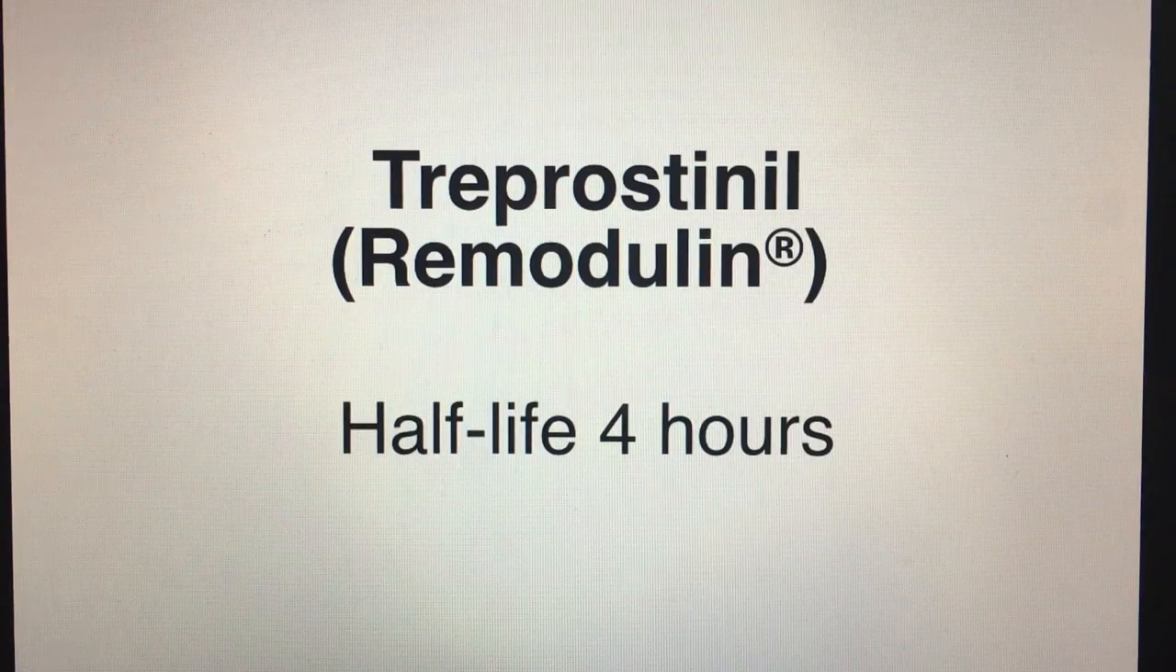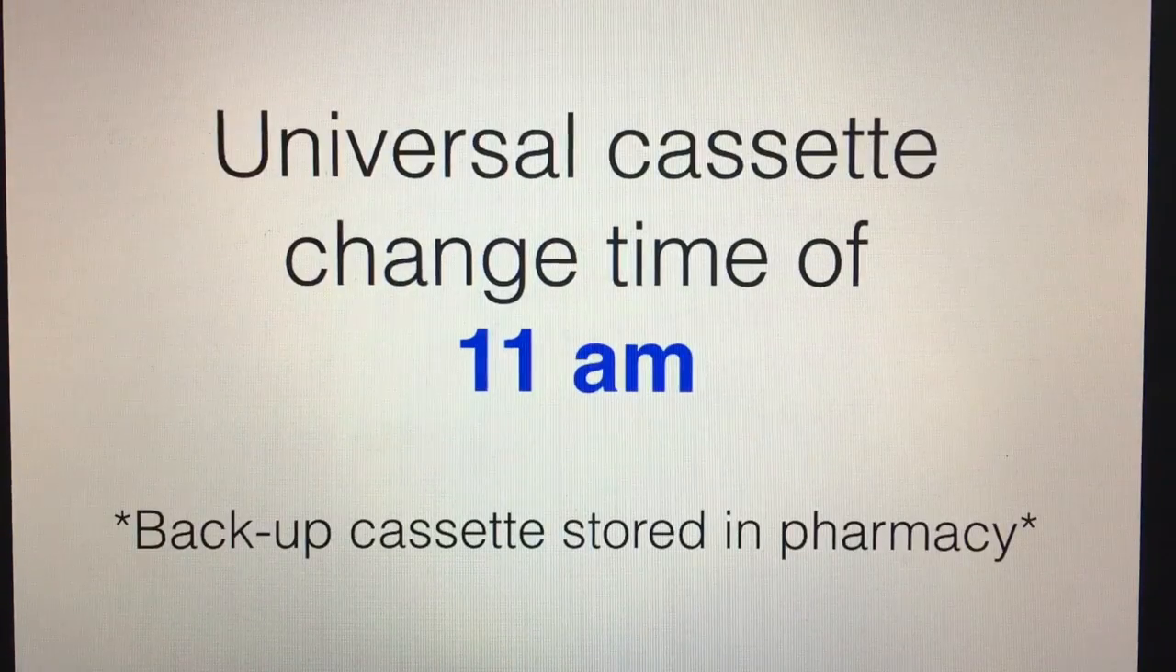Treprostinil, Remodulin. The half-life is 4 hours. Again, the universal cassette change time is 11 a.m. In this instance, though, backup cassettes of Remodulin are stored in pharmacy and they're ready on call.